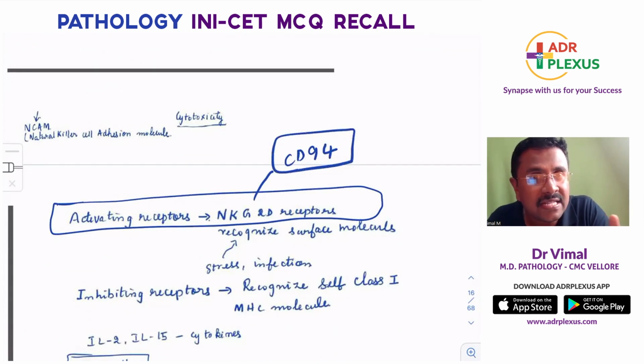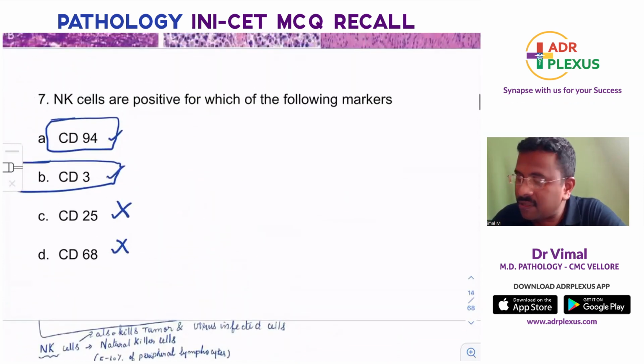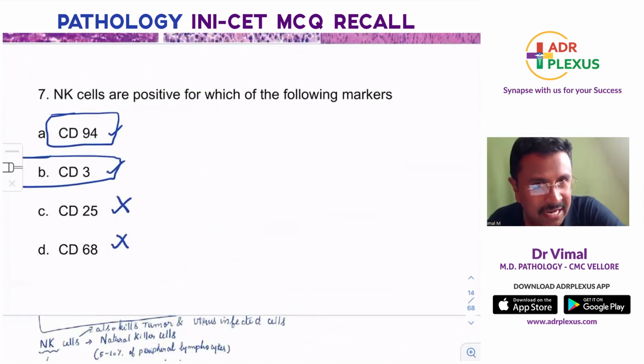Actually, if you remember, we discussed in our workbook that these receptors recognize surface molecules which are expressed during stress and in infection. During stress and infection, these markers are expressed. So CD94 is nothing but the NKG2D receptor, which is an activating receptor. So the correct option here is CD94.